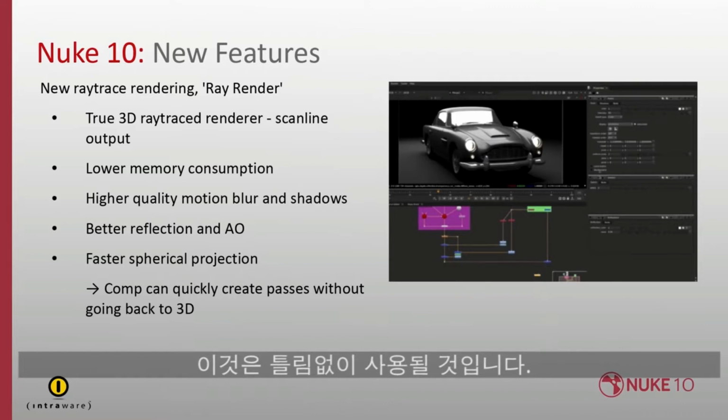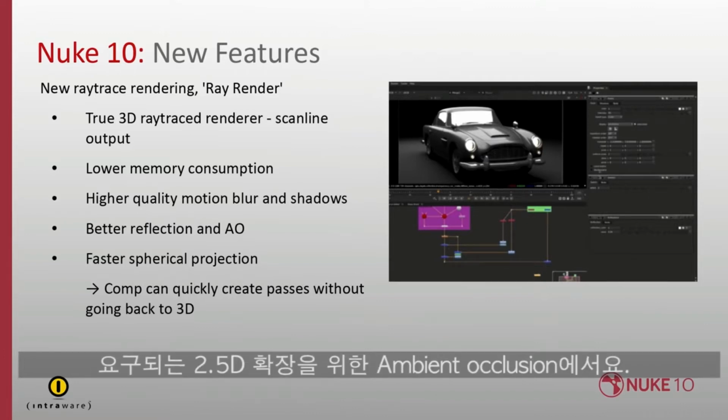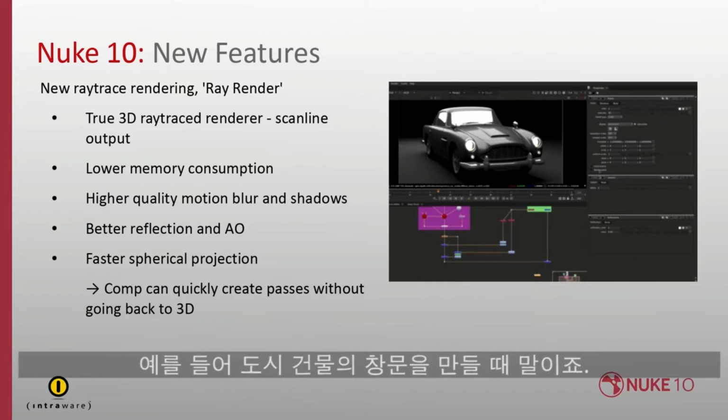This would definitely be useful in areas such as matte painting, where ambient occlusion in a 2.5D set extension may be required, as well as reflections, for example, the windows of a city building.